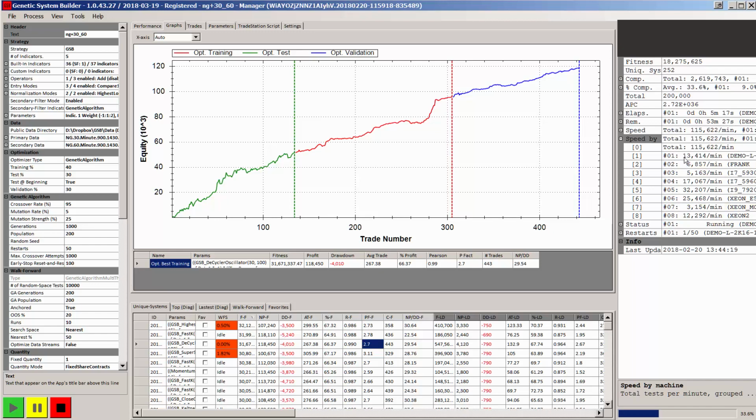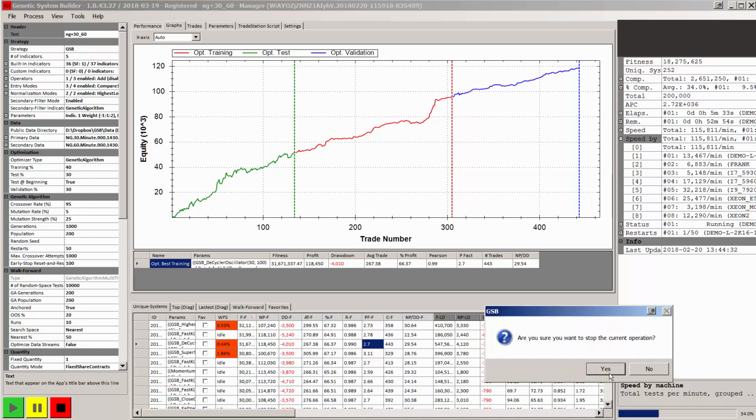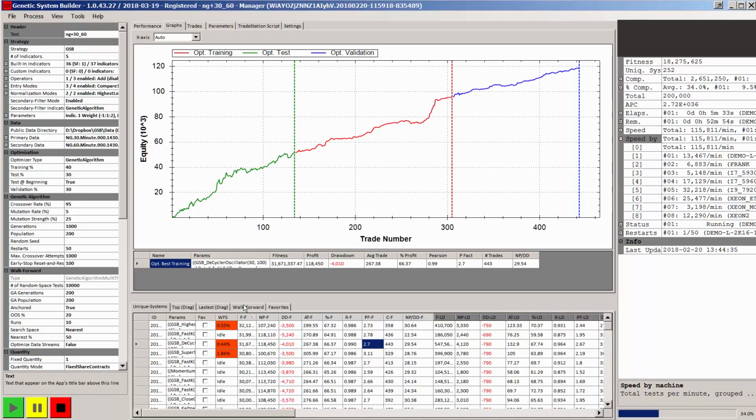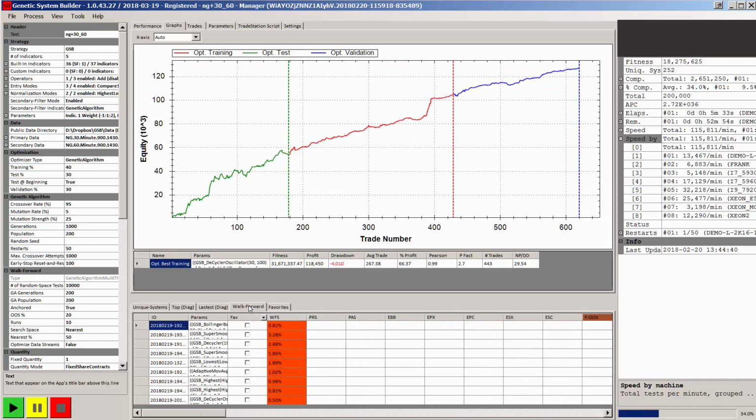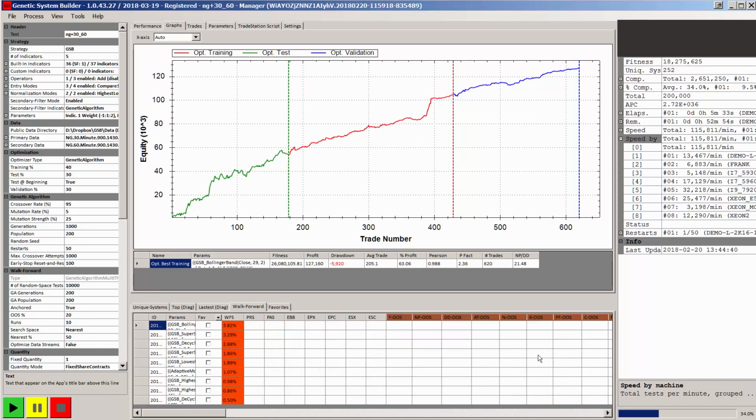Some more cloud servers came online, so we're actually peaking at 115,000 systems a minute, but that only happened a few minutes ago. So anyway, I'll stop the processing there. Then we have a lot of systems that we'll walk forward. When I click on this tab here, that's probably going to take an hour or something like that, and we'll come back to the video once that's finished.